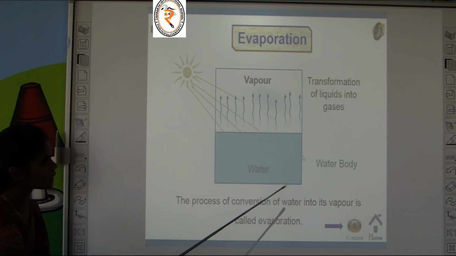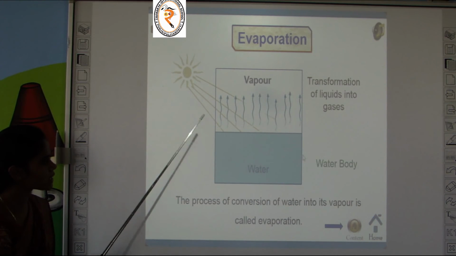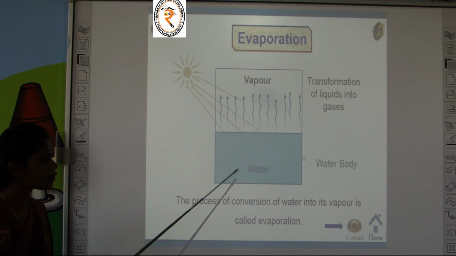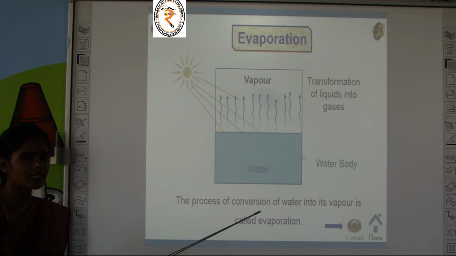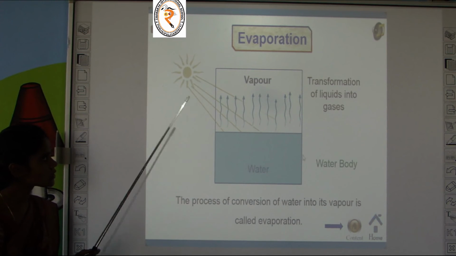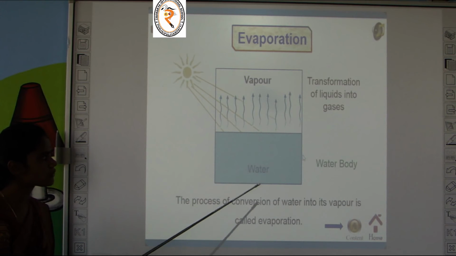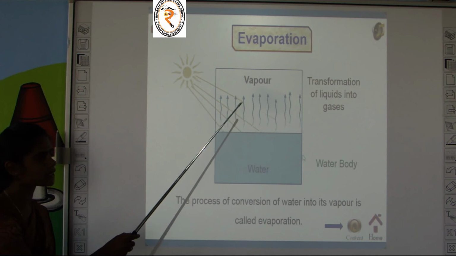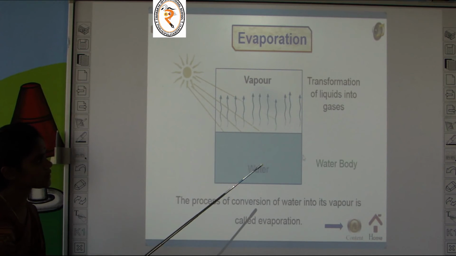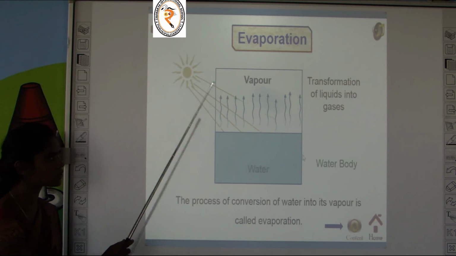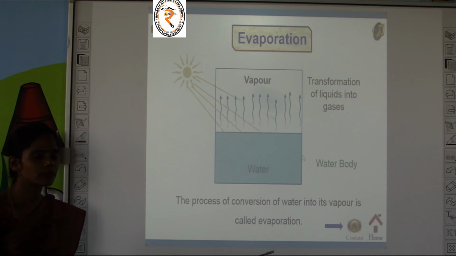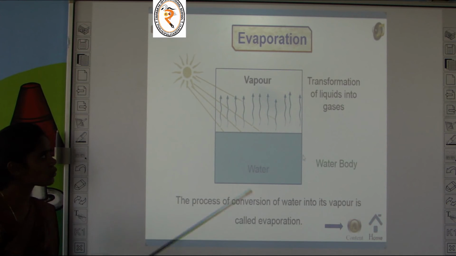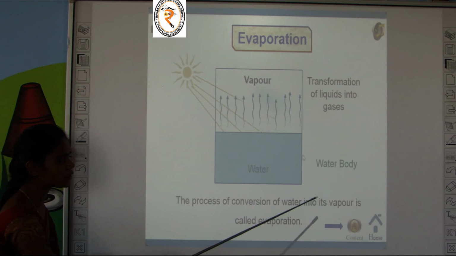It is a water body. So with the help of sunlight, this water, which is in liquid form, is converted into gaseous form, that is vapor. So this transformation of liquid into gas is known as evaporation. Keep in your mind, children. Make a note. What is evaporation? It is the process of conversion of water into its vapor.